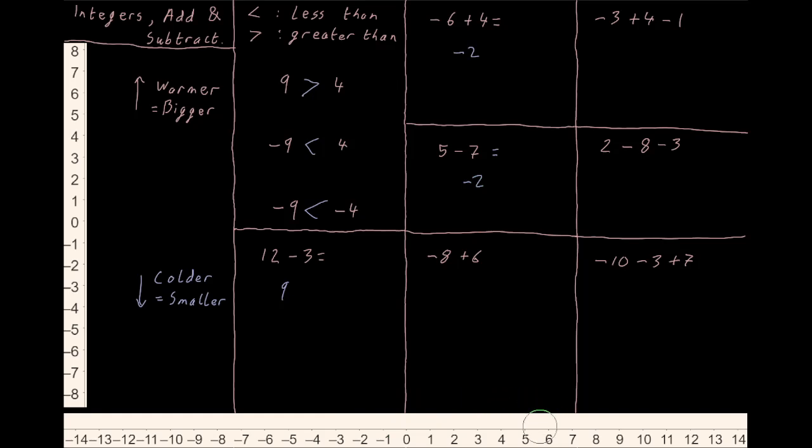Then we have -8 plus 6. So we start at -8. And we are going to say I'm getting warmer by 6 units. Start at -8 and get warmer. So I go up warmer by 6 units. So 1, 2, 3, 4, 5, 6. So I end up at -2.